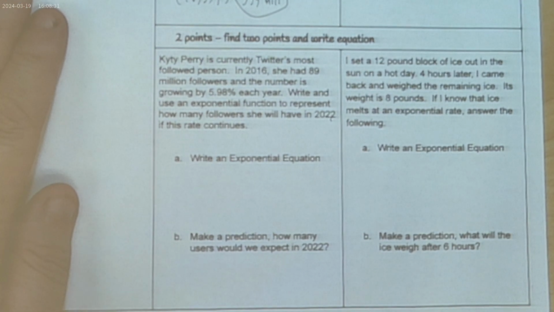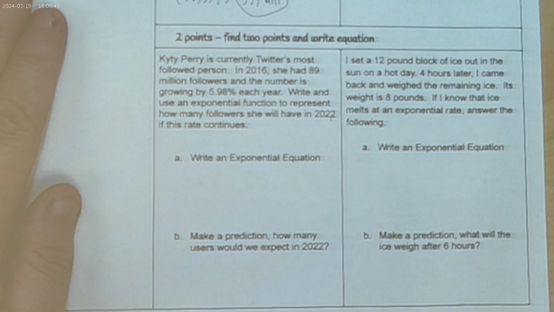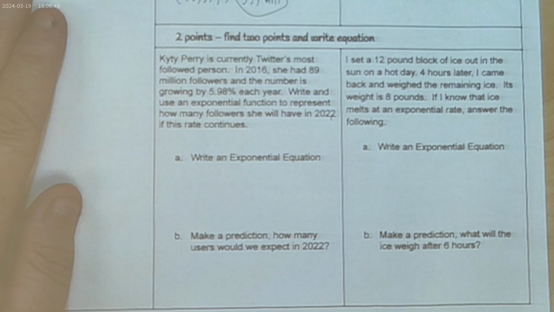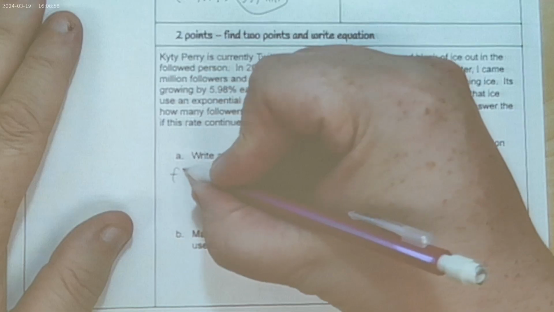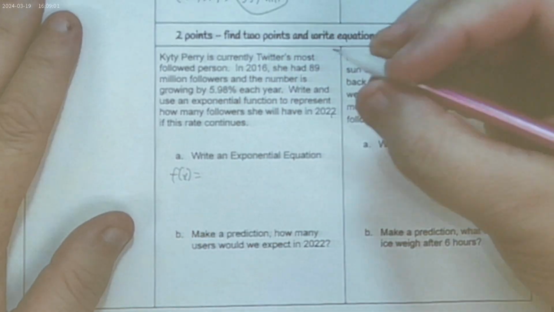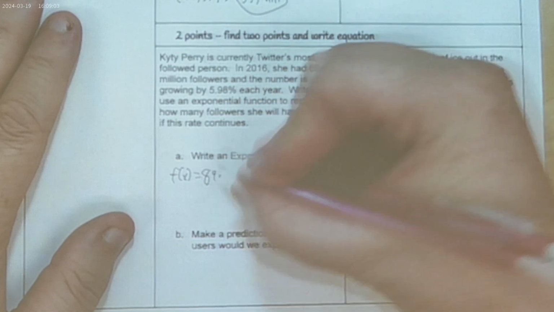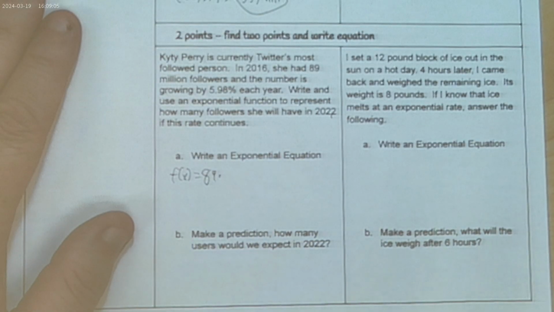This person is currently Twitter's most followed person. In 2016, she had 89 million followers. That should be a giant red flag to you immediately, because you're given a dimension of time, which is 2016, and she had 89 million followers. That means at year 0 that we're counting, she had 89 million followers. So for f of x, that's going to equal 89 times, and now we just have to figure out the growth rate.